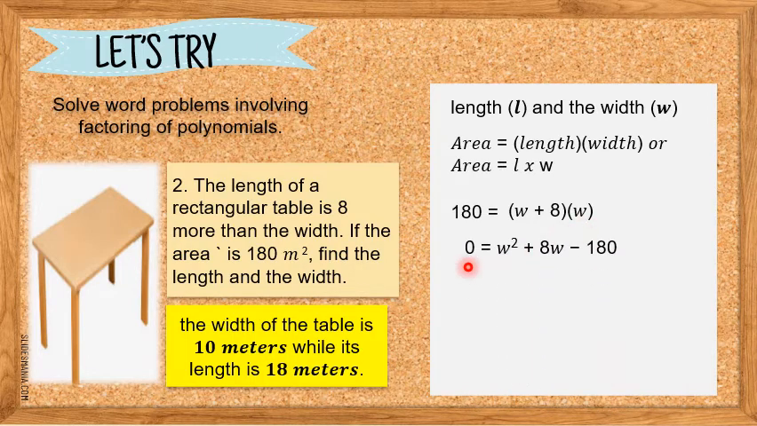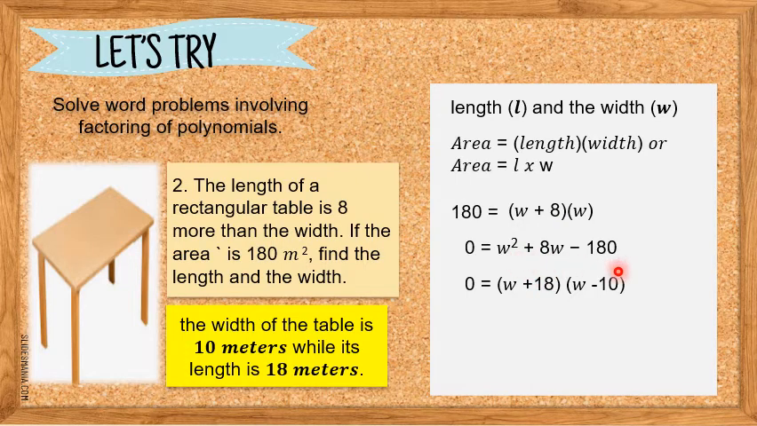Now let's set this to 0. Place all the polynomials on one side, then set to 0. And then after that, do not forget the 180: when you transpose it to the other side, it becomes negative because this is positive. You have to change the sign. And this one you have to multiply first. W times W, W squared, then 8 times W, positive 8W.